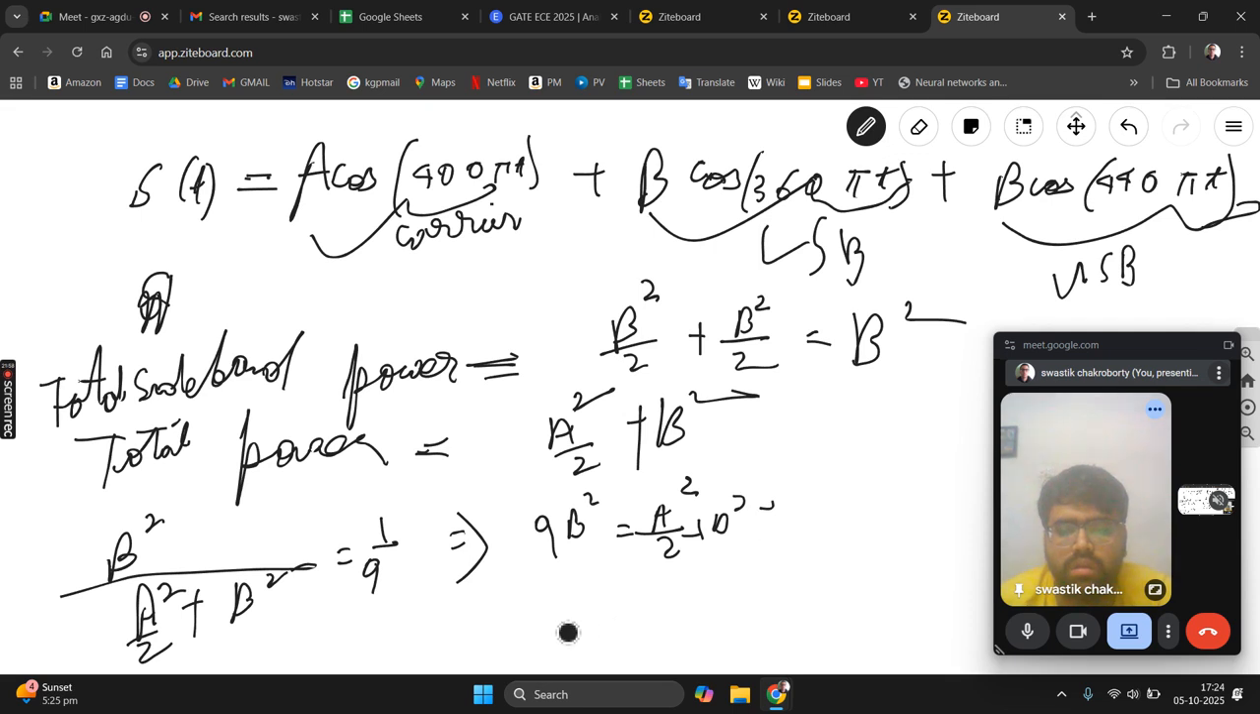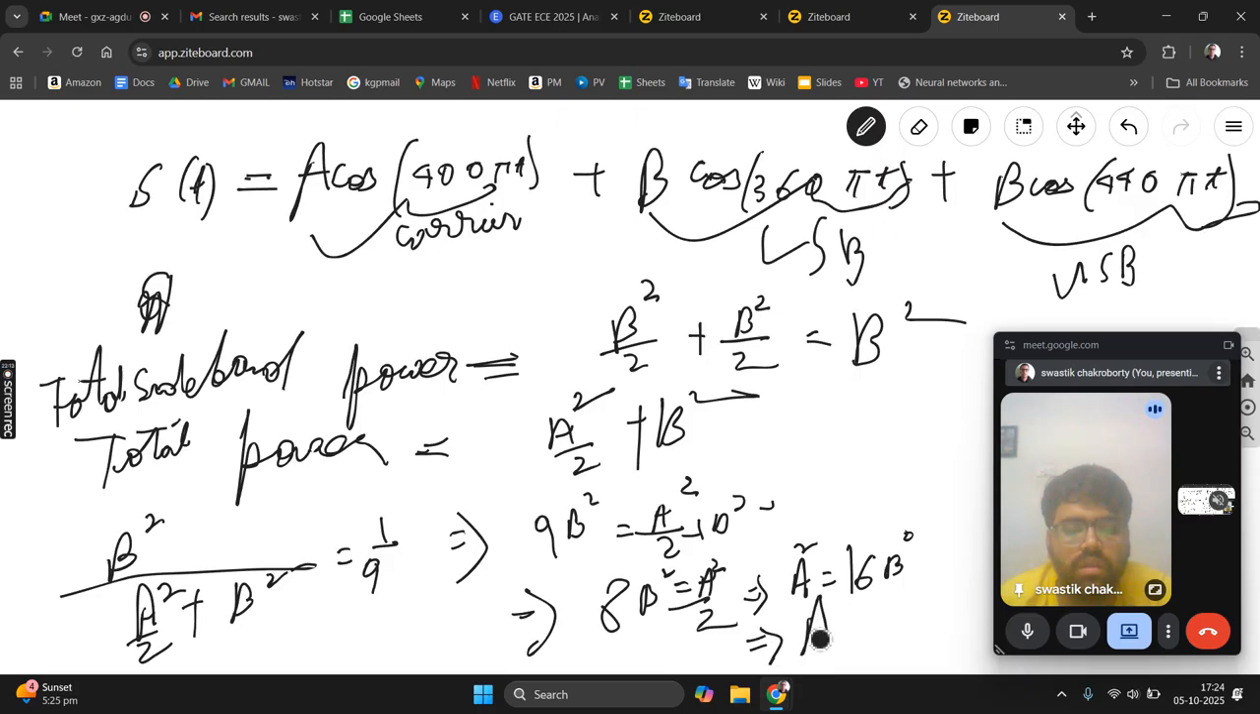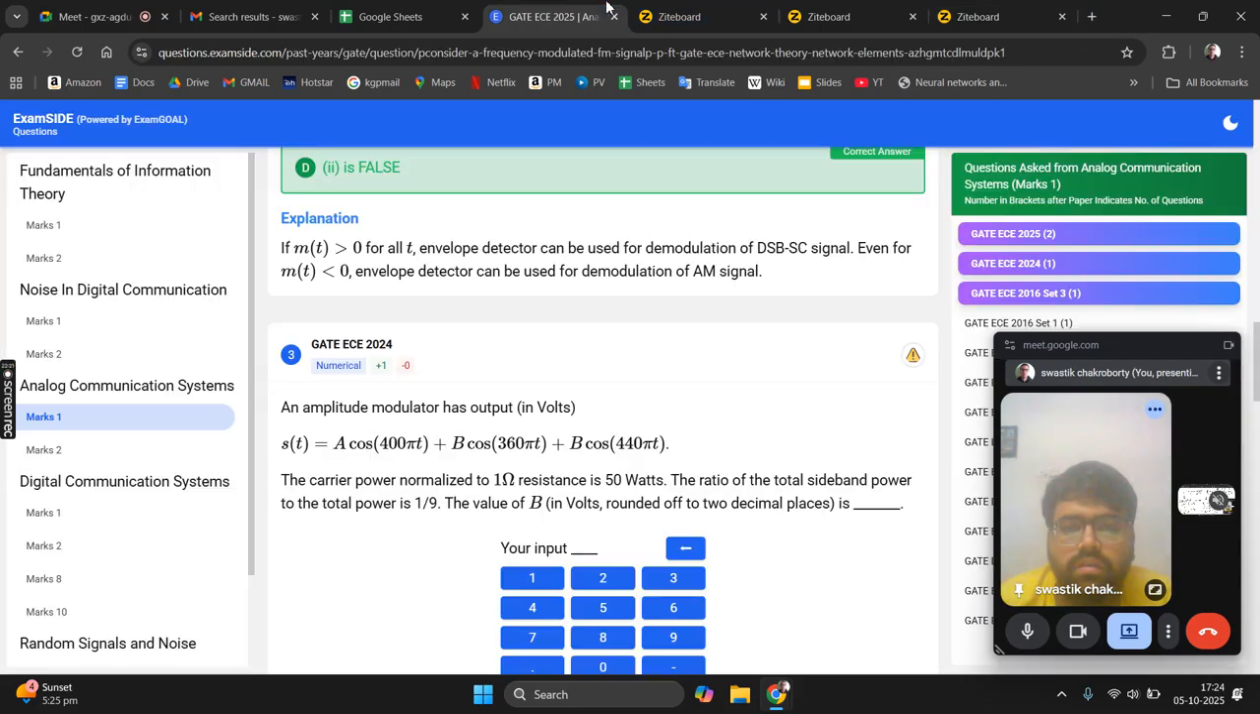So 8B squared equals A squared by 2, or A squared equals 16B squared, or A equals 4B. We are not interested in the sign, so we will not have any sign here. So A is equal to 4B.